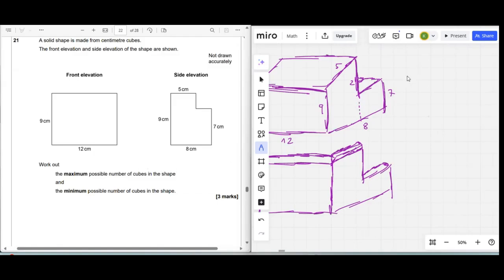Number of cubes in the shape. To będzie volume. Volume is side A times side B times side C. O, tu jest 5, to tu jest 3. Ok. First let's take this piece. That piece will be 12 times 9 times 5. Length, width and height.